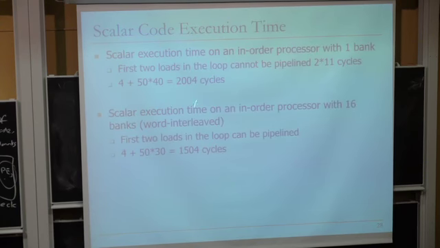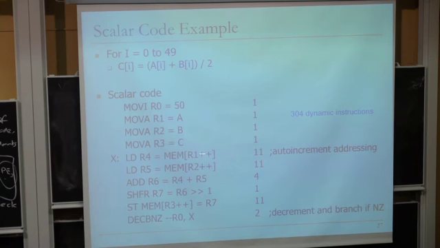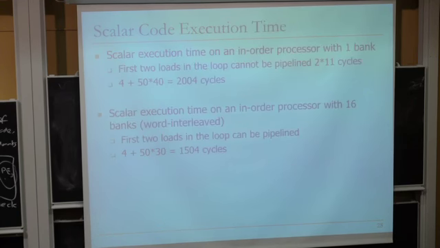Execution time, if you have an in-order processor with a single bank, this is your execution time. Basically, it's simple. The first 2 loads in the loop cannot be pipelined, because you have a single bank. So you have 4 cycles to execute these. 11, 22, 33, 37, 39, 40 cycles to execute the entire loop because everything is serialized. So 2,004 cycles for the entire thing.